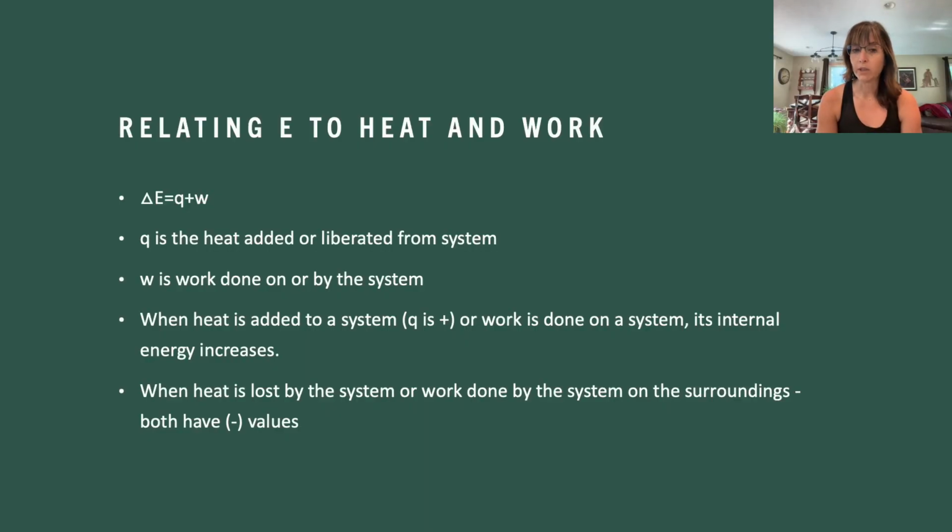There are a lot of vocabulary words and different symbols that go with this unit. So let's look at how E is related to heat and work. Well, delta E is equal to Q plus W. Q is the heat that is either added or given off by the system. W is the work done on or by the system. So what am I talking about here? Sometimes the chemicals do work on the surroundings. Sometimes the surroundings do work on the system. And you need to be able to think about that in those terms and decide which direction things are going.